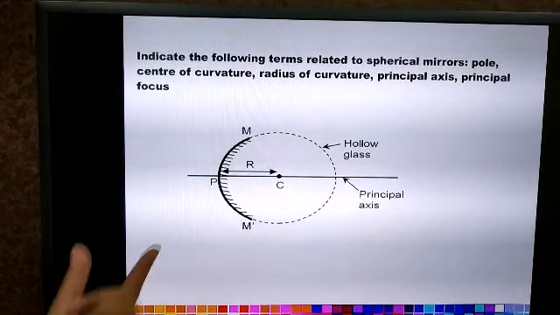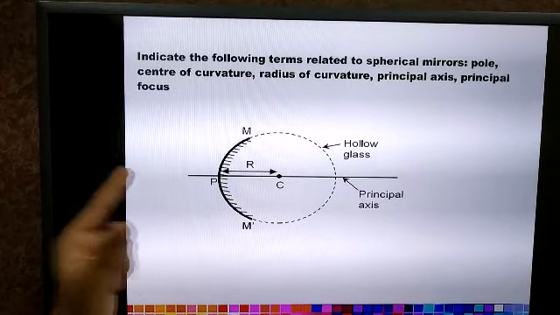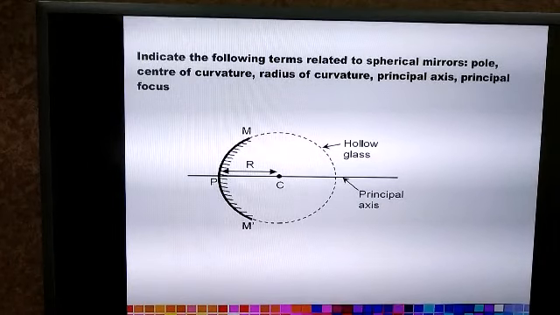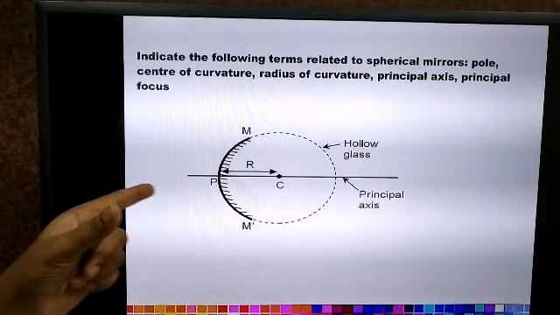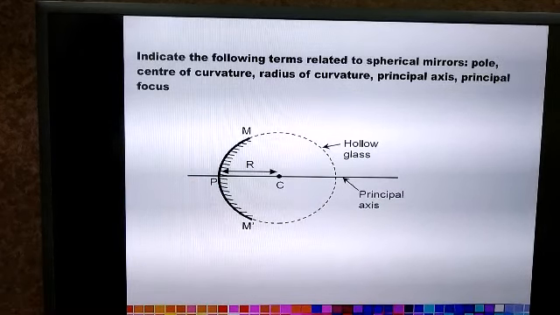This CP is the radius of curvature. So this is the radius of the sphere of which the mirror is a part. So the radius of the sphere of which the mirror is a part is called as the radius of curvature. So this distance CP is the radius of curvature. Now this imaginary straight line which is passing through the pole and the center of curvature, this line is called as the principal axis.